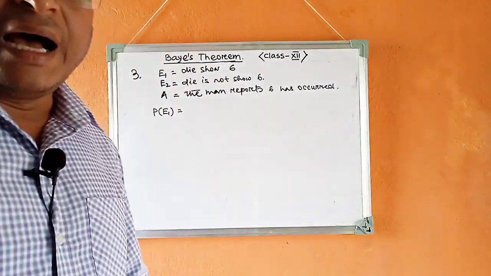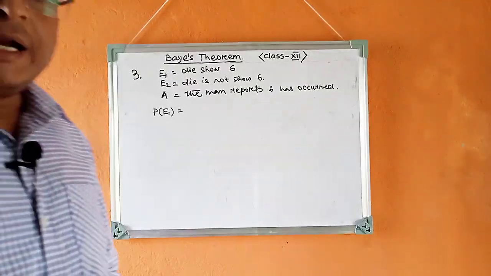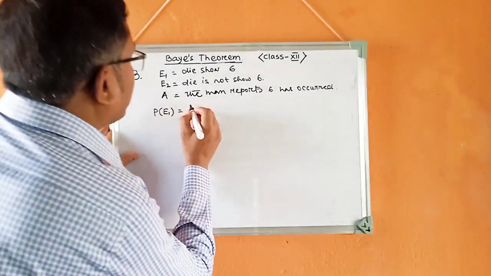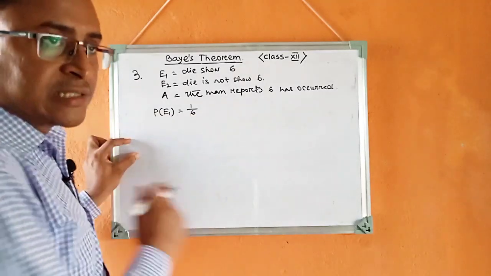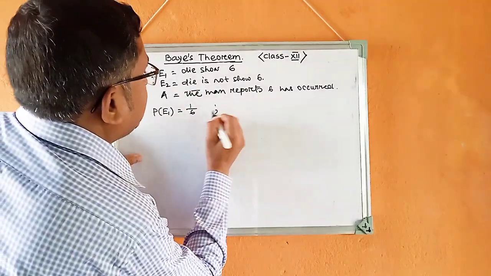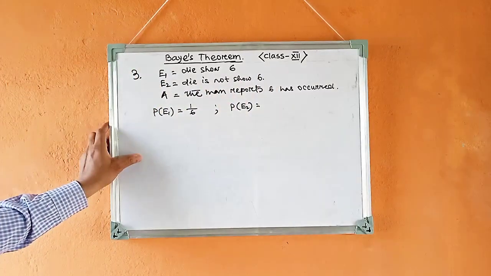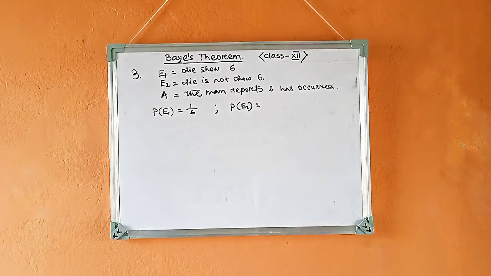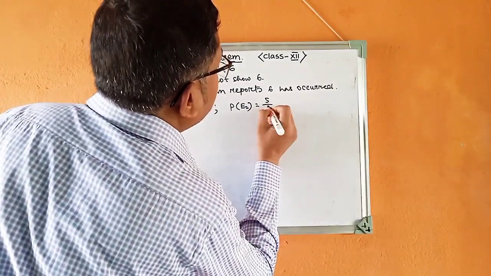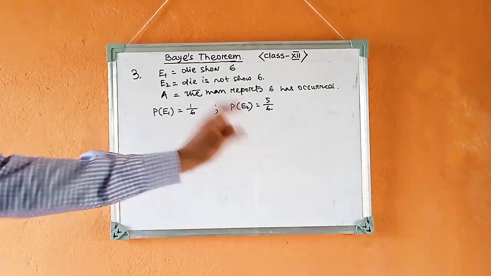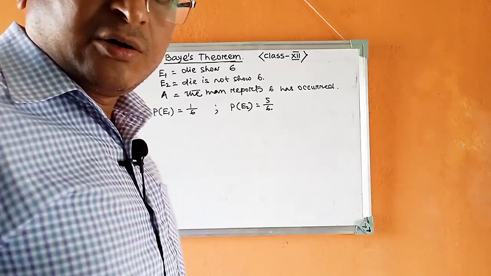Now see carefully, probability of event E1, die shows 6. All of you know in a die there are 6 outcomes: 1 2 3 4 5 6. There is only one 6, so P(E1) equals 1 divided by 6. Now P(E2), that means the die does not show 6, so other than 6 there are 5 outcomes: 1 2 3 4 5. So 5 divided by the total of 6. Show 6 is 1/6, not show 6 is 5/6. Hope all of you are clear.